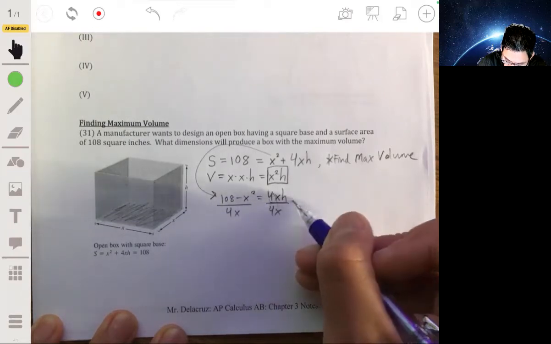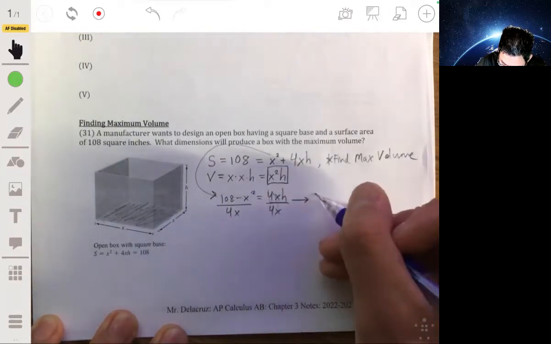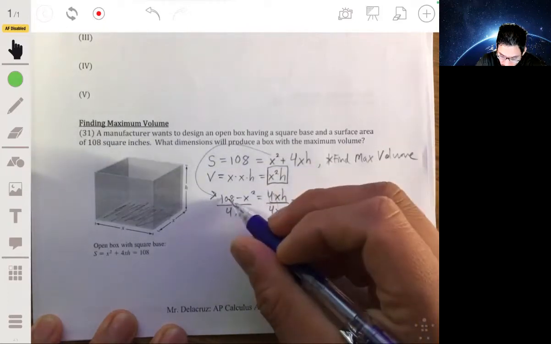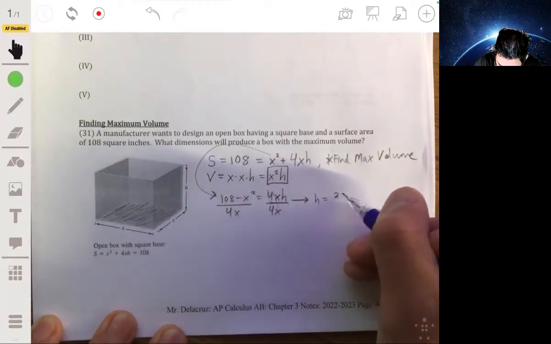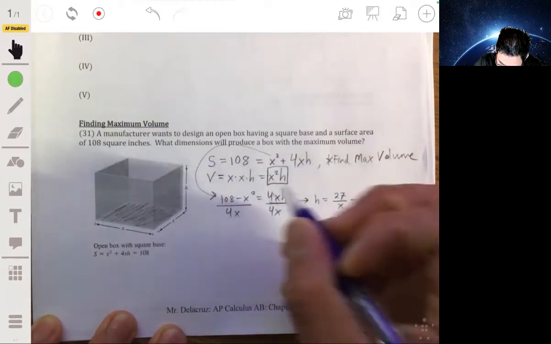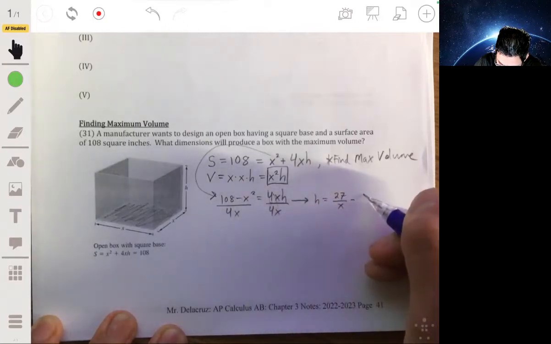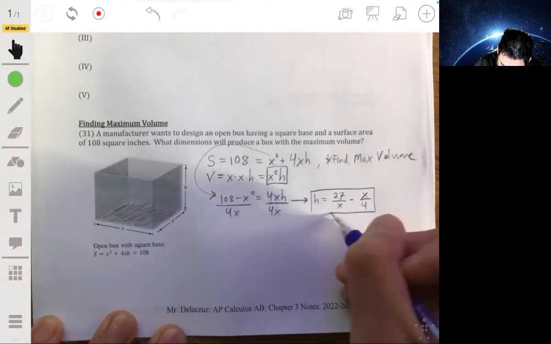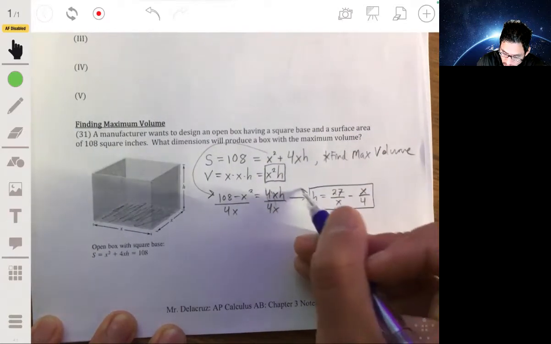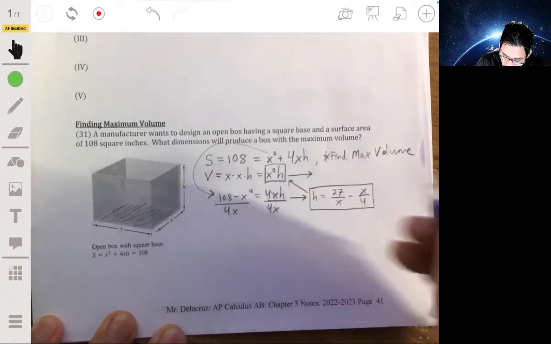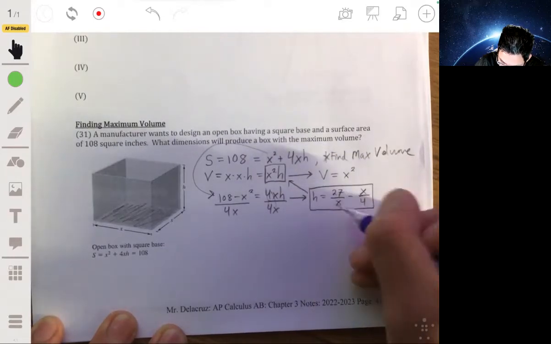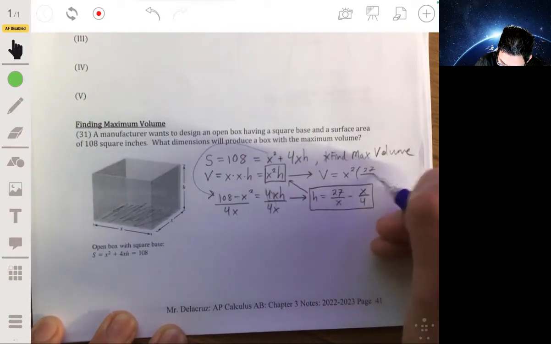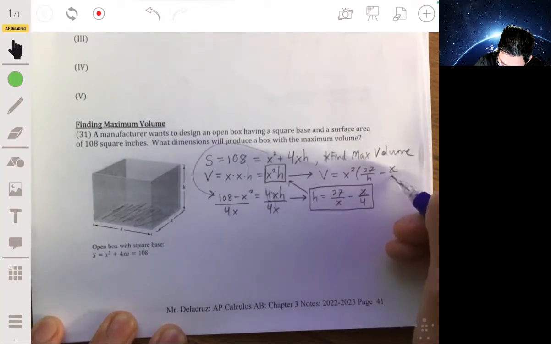So those cancel, and then what I get is that h is just going to be 108 over 4x. I can basically say that's 27 over x minus x squared over 4, or you can say minus x over 4. Now with that, I rewrite this equation as x squared times this quantity, 27 over h minus x over 4.